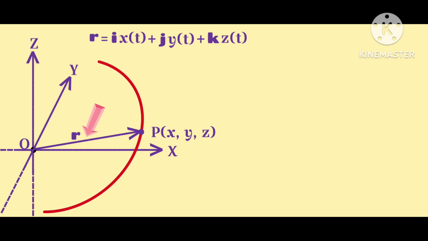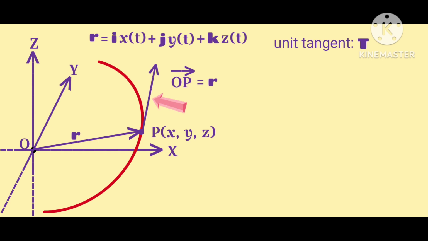The position vector of the instantaneous position of the particle is bold r. That is, vector OP is equal to bold r. As the discussion goes on, the bold letters denote the corresponding vectors and the light or non-bold letters denote the corresponding scalars.